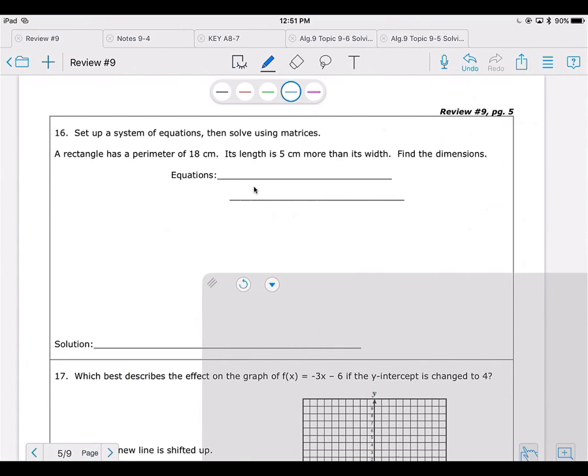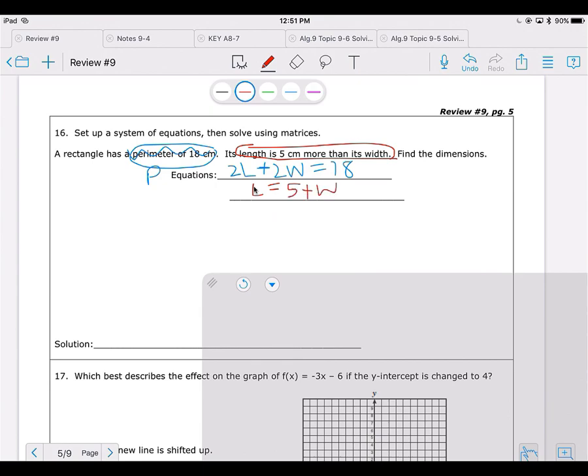21 asks us to set up and solve using matrices. We have a rectangle with a perimeter of 18 centimeters. So whenever we have perimeter problems, we always have a perimeter equation, which is 2L plus 2W equals your perimeter. Remember, once you use it, you can't use it again. The other information I'm given, length is 5 more than the width. So length equals 5 more than width.